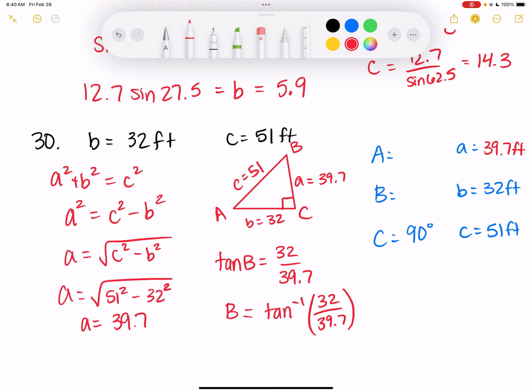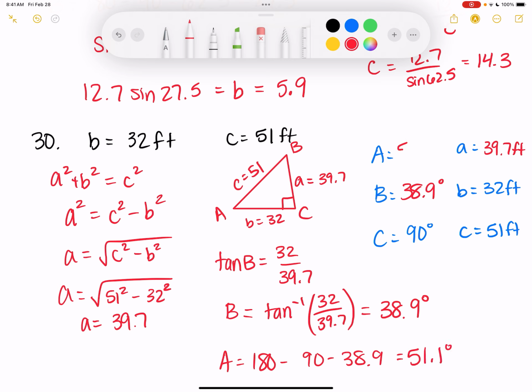And so I get an angle B of 38.9 degrees. So then how can I solve for angle A now? Just subtract the known angles from 180. Yep. So angle A is 180 minus 90 minus 38.9. So that would be 51.1 degrees. And you solved another triangle.